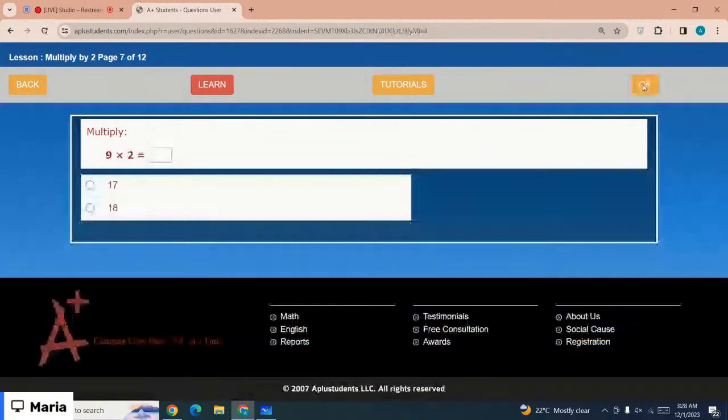2 times 9 equals, yes, the correct option is 18. 2 times 9 equal 18. Very good.